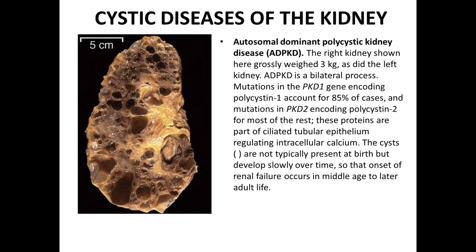Cystic diseases of the kidney are divided into three types, like autosomal dominant polycystic kidney disease, with a bilateral process and a specific gene mutation, with development of abnormal proteins and ciliated tubular epithelium damage. The cysts are not typically present at birth but develop slowly over time.